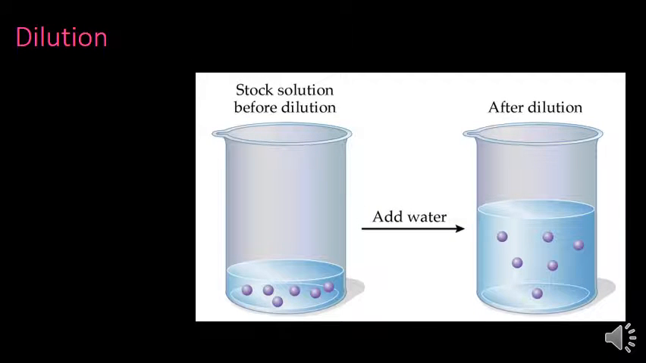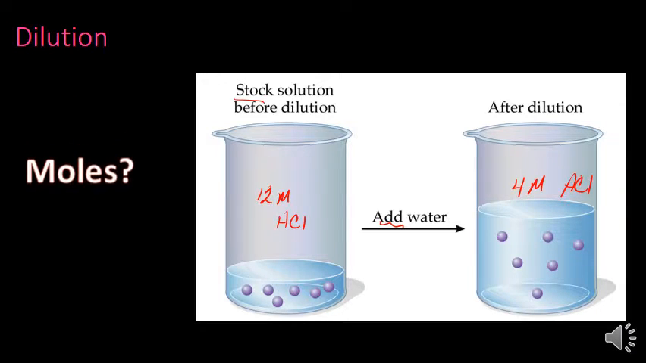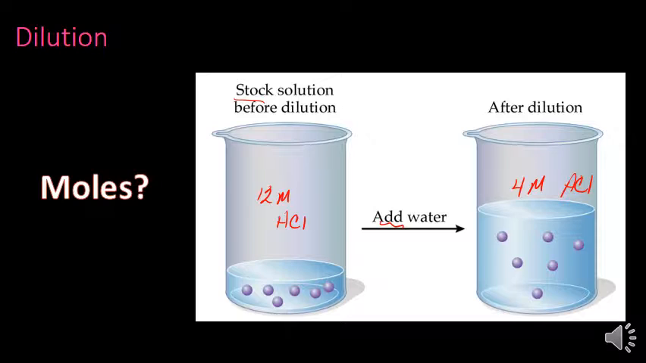The cool thing about dilution is that, if you take a close look at these pictures, for instance, I have 12 molar hydrochloric acid, a very concentrated stock solution. Well, we don't use that in labs, so I need to add water. Say I'm adding water to make a 4 molar hydrochloric acid solution. What in here does not change? Well, if you said the number of moles, you're absolutely correct. The number of moles will not change when you dilute something, just the amount of water.